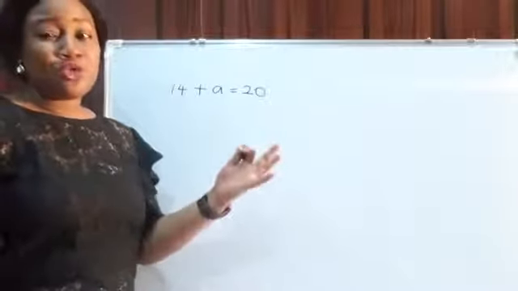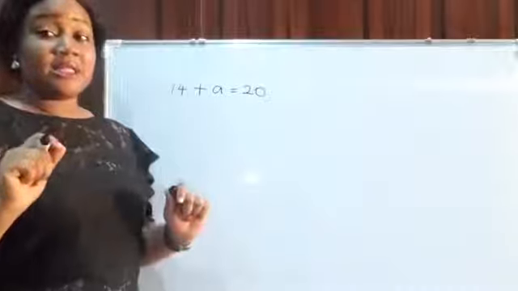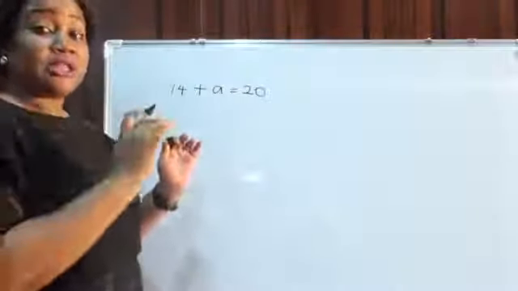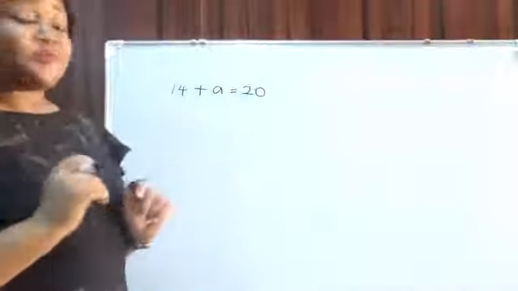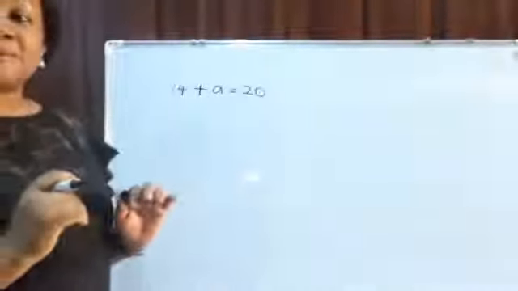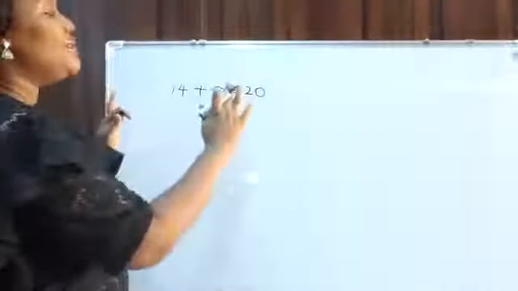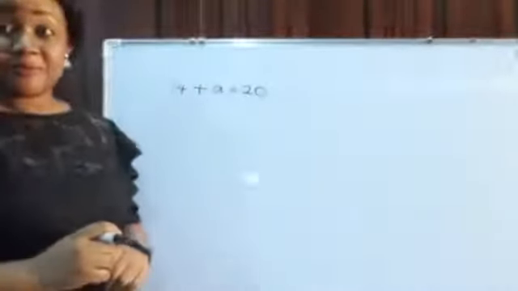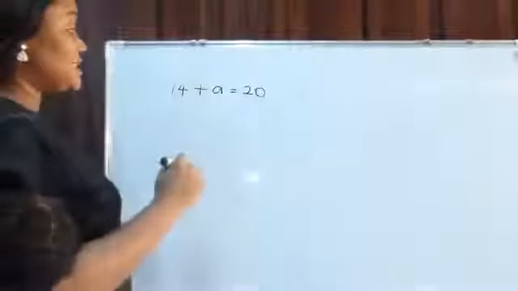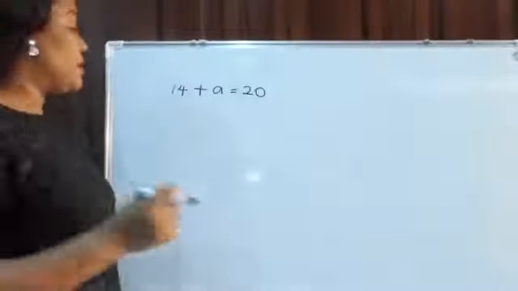There are two ways to which we can do this. Okay? First of all, we can start by giving the same treatment to both sides of the equality sign. And when we do that, what do we do? How do we go about it?